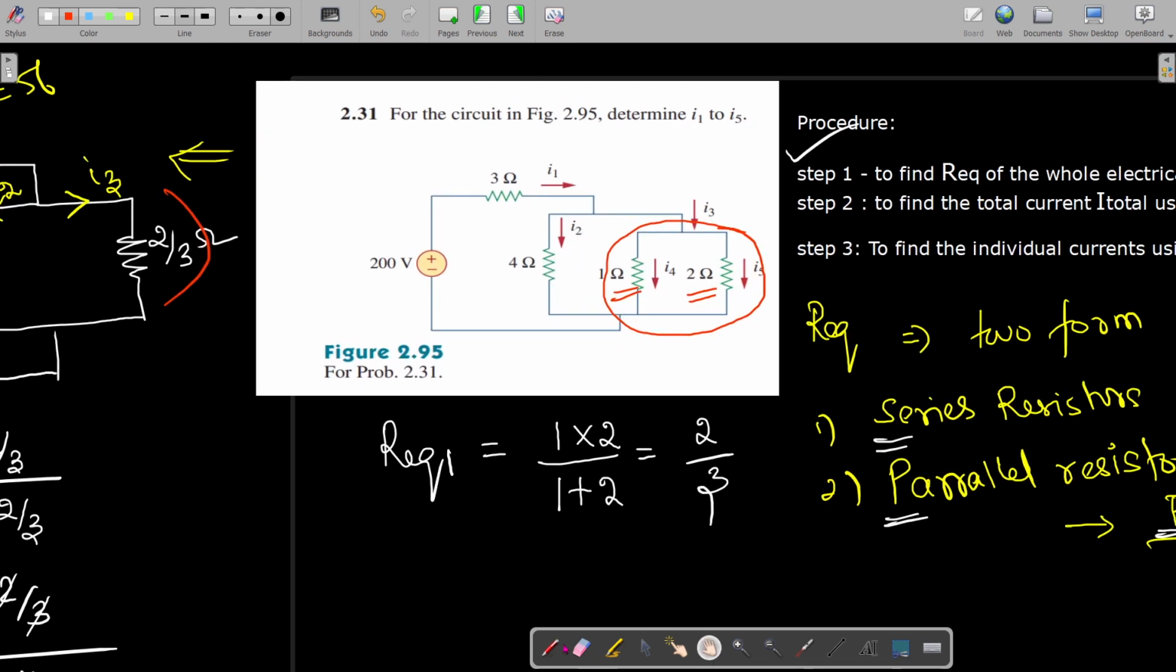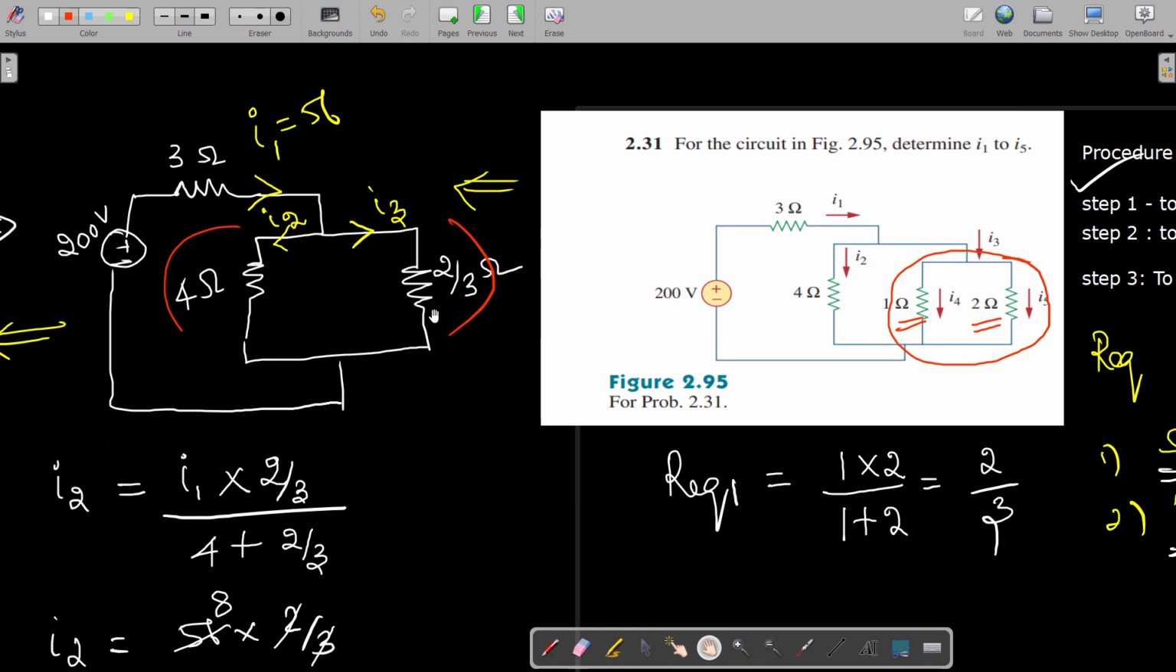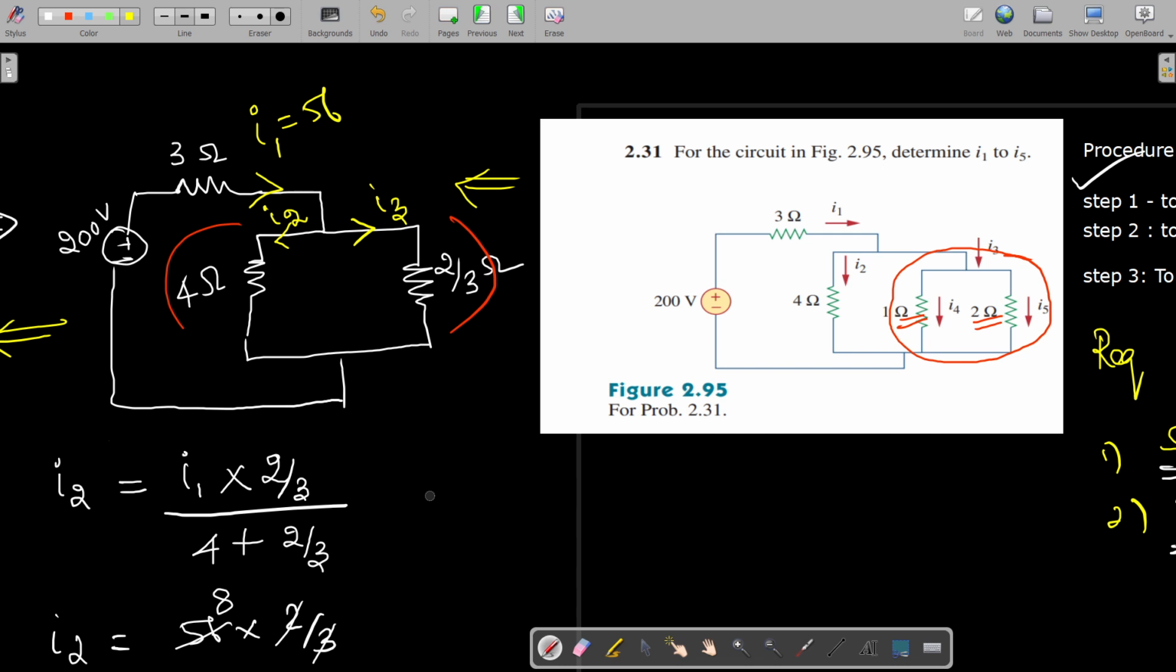So after finding the second current, you can find out this I3 current also. The same rule, the current division rule, is applicable here also. So how to find out I3? This I3 is equal to the total current, or I1 current 56, multiplied by the resistance of the other branch. So the other branch resistance is this 4 ohms, isn't it? Because we have these two resistances here. This one is one branch resistance, this is another branch resistance, isn't it?